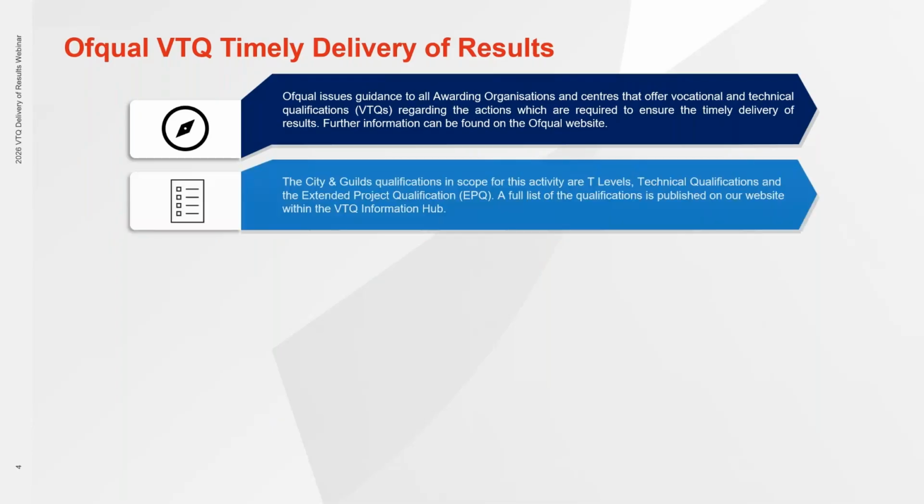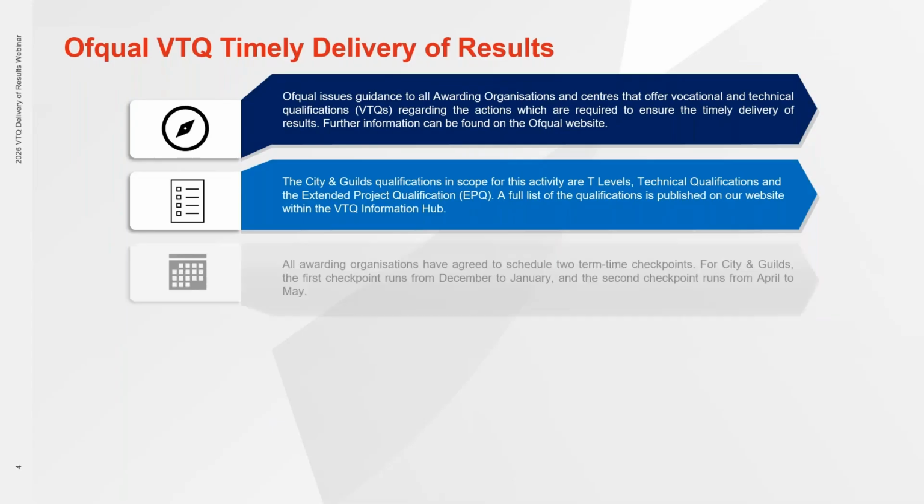This second box covers which City and Guilds qualifications are in scope for this activity. The qualifications in scope are T-levels, technical qualifications, and the extended project qualification. A full list of the qualifications in scope is published on our website within the VTQ information hub. And again, I'll be showing you later on in the webinar where you can find that information on our website.